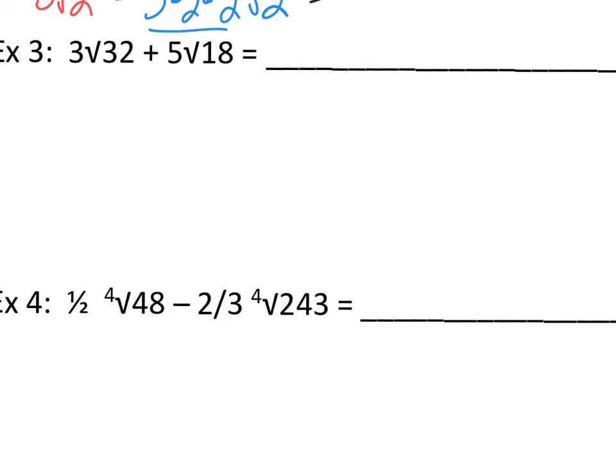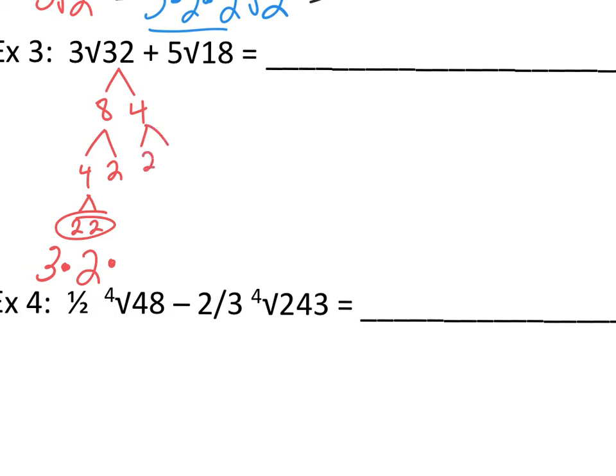All right, how'd you break down this first one? So 8 and 4. 8 breaks down to 4 and 2, 2 and 2. So this variable becomes 3 times 2 times, oh, we didn't break down that 4, times 2. And what's left? Radical 2, square root of 2.